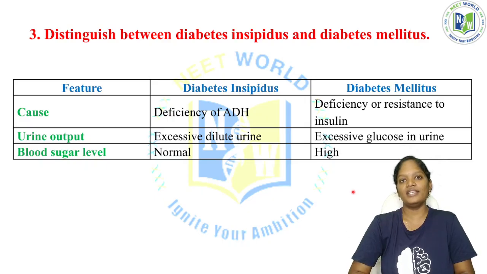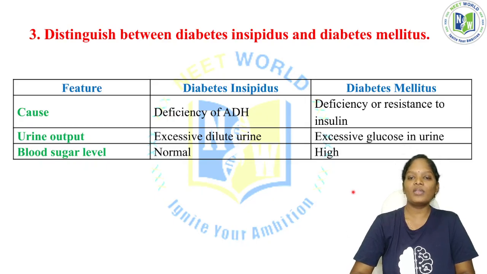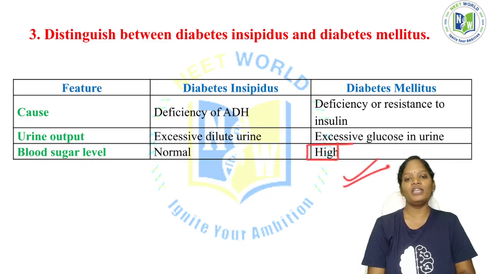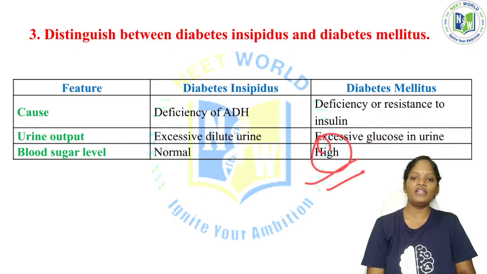This results in the condition called diabetes mellitus. Okay, and the glucose will also be eliminated in the urine, so that is why we are saying excessive glucose in the urine, and the blood sugar level is also higher.